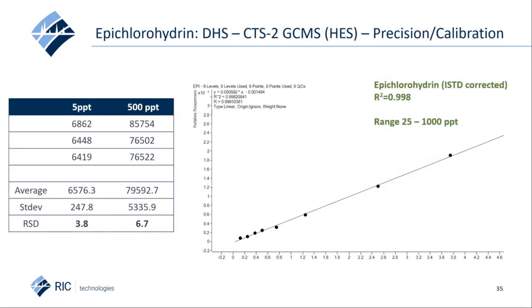Epichlorohydrin could be analyzed well in the range of 25 to 1000 ppt using deuterated benzene as internal standard. High precision, also at low level, was obtained.